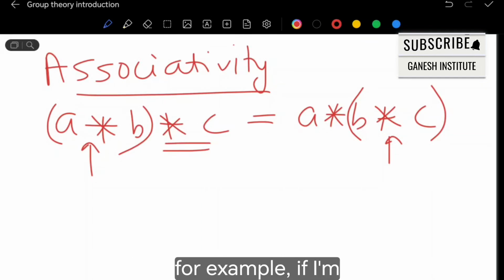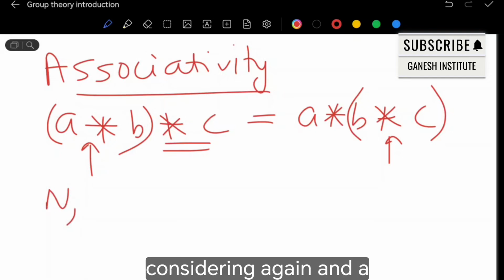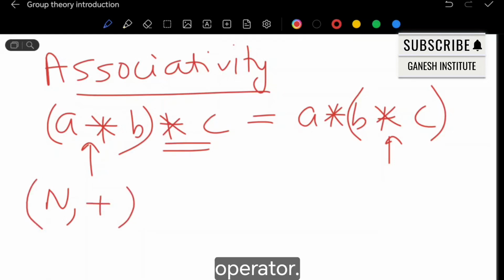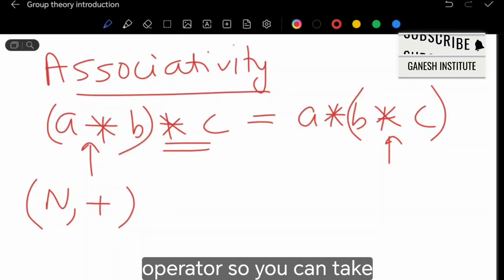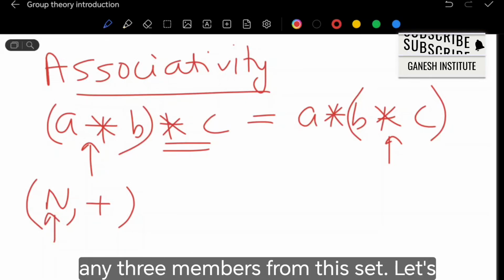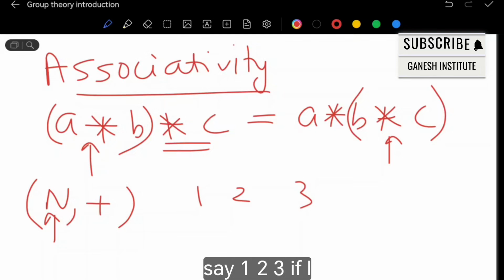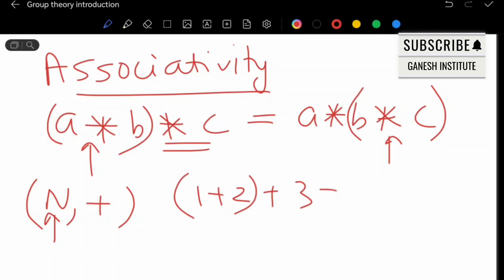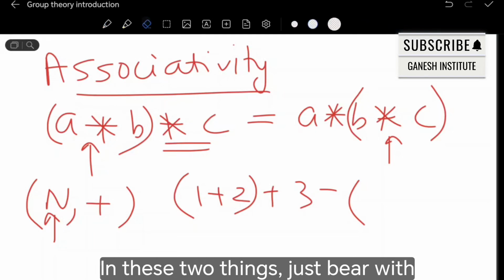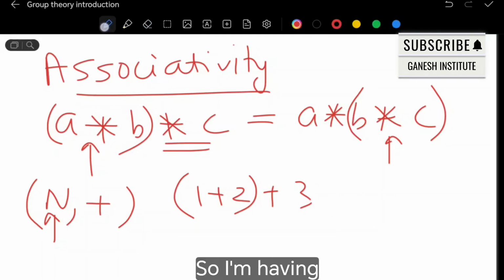Okay. For example, if I'm considering again a non-empty set, the natural number set, and I'm having the plus operator. Okay. Addition operator. So you can take any three members from this set. Let's say 1, 2, 3. If I add them in these two ways, just bear with me. So I'm having 1 plus 2 plus 3. What is it?